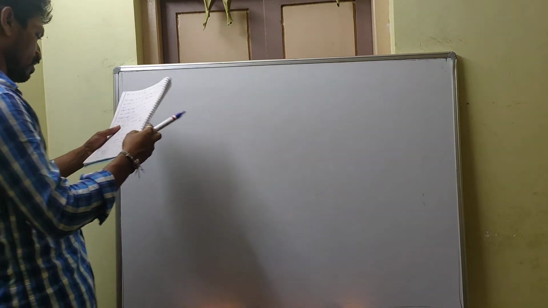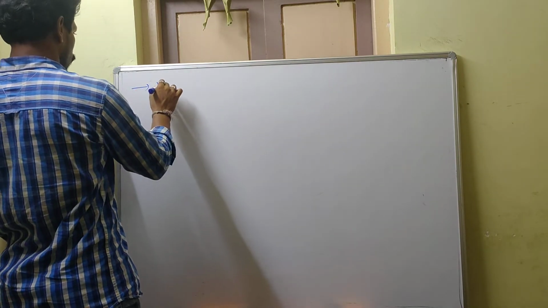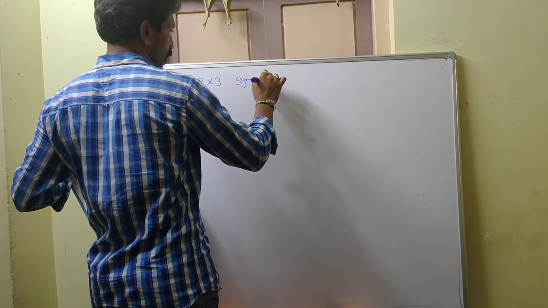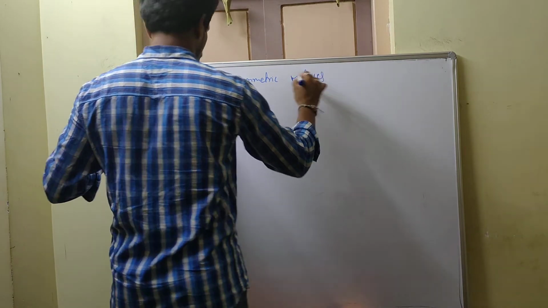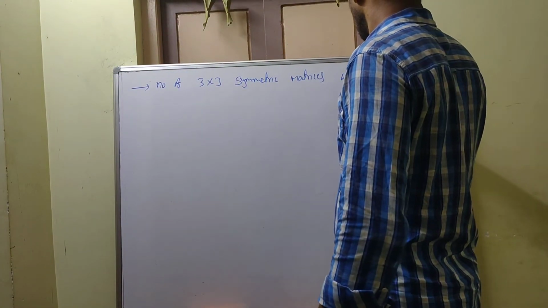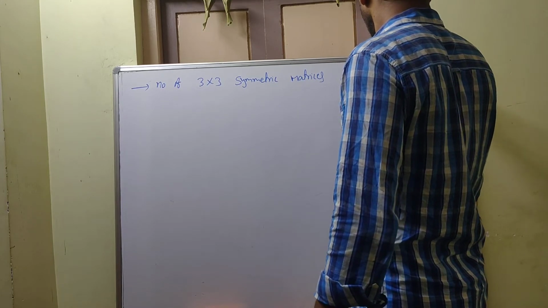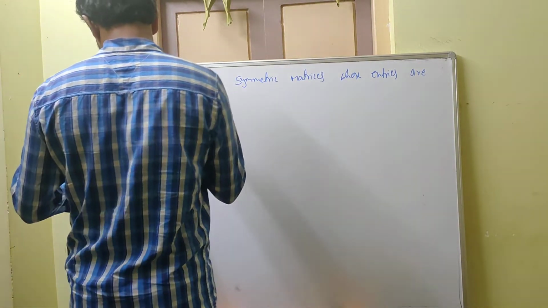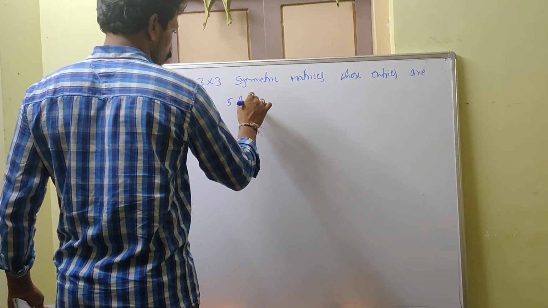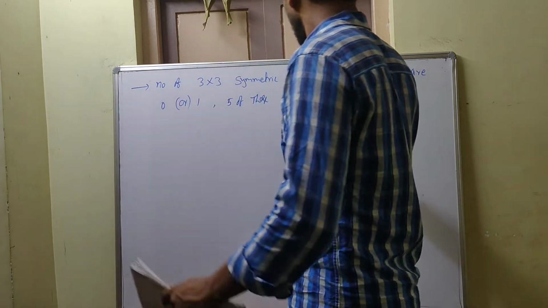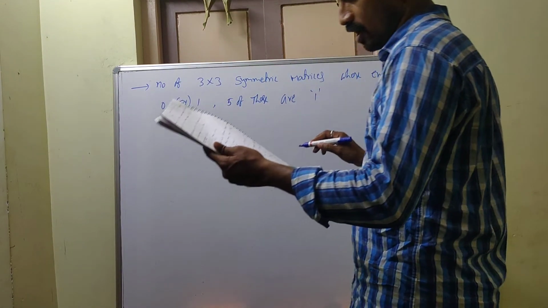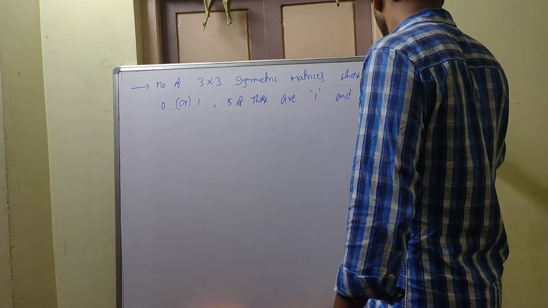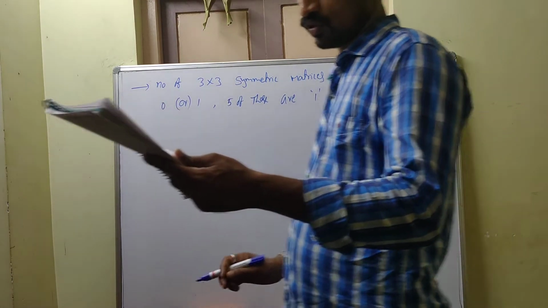Next example. Find the number of 3 by 3 symmetric matrices whose entries are 0 or 1, 5 of these are 1 and 4 of these are 0.